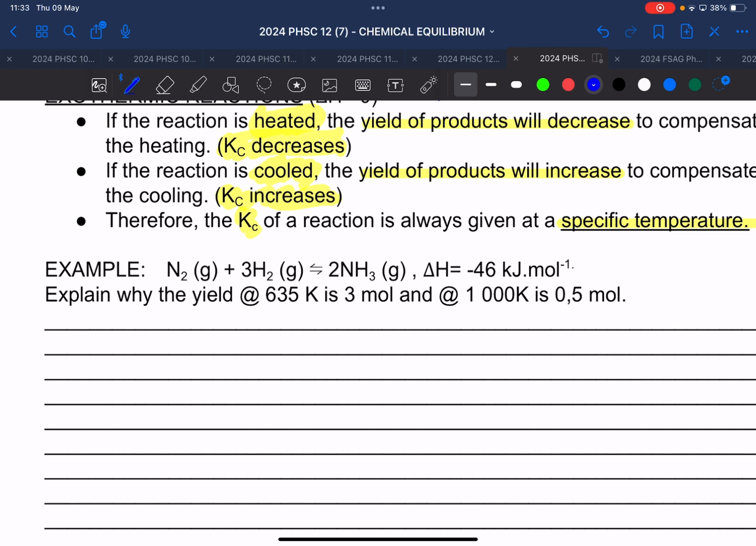By the way, this reaction is the Haber process. It is one of the industrial processes that we are going to do in this chapter, because as you all know, ammonia is used a lot in cleaning products. So it's something that people want to buy so that they can make their cleaning products. So our forward reaction is exothermic.